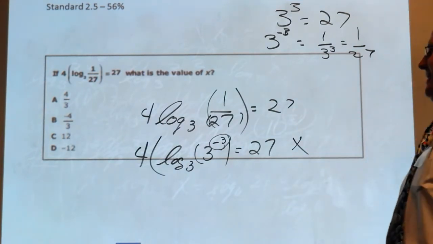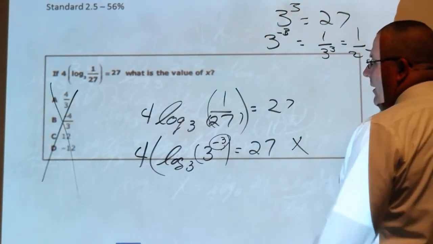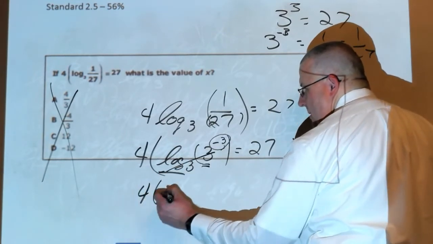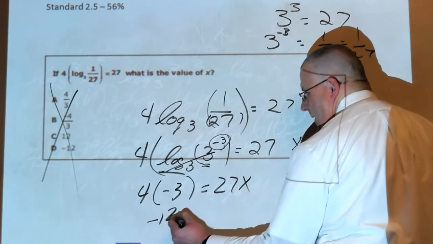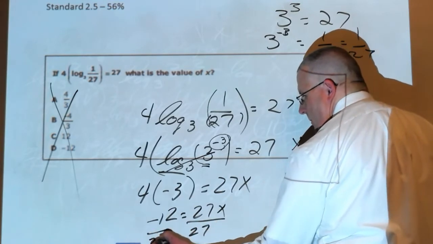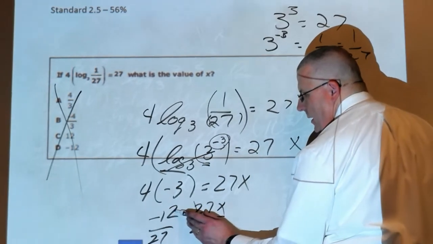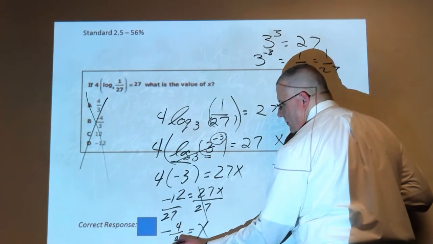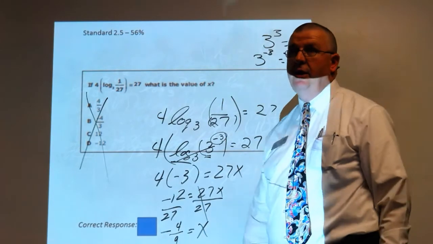27. Now, let's disregard this for a while. Let's add 27x. This one simply is 4 times a negative 3. Negative 12 equals 27x. Divide both sides by 27. X equals negative 12 over 27, factor out a 3, and I get negative 4/9. Sorry, can't solve for x if it's not there.